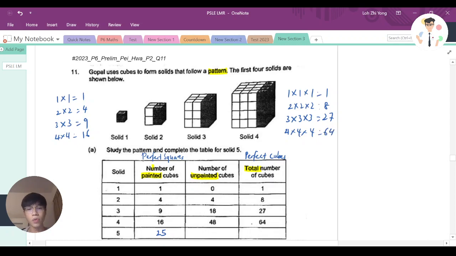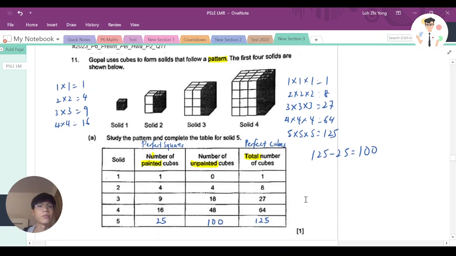And you can see this all relates back to the solid number, which is solid 4, 64. Solid 3, 27. Okay? So of course, if it's 5, will be what? 5 times 5 times 5 will be 125. Good. Next one. How to find the number of unpainted cubes? Now, of course, you can just use the perfect cubes, the total, minus the number of painted. Then you will find the number of unpainted cubes, which is 100. Okay, simple. Let's move on.